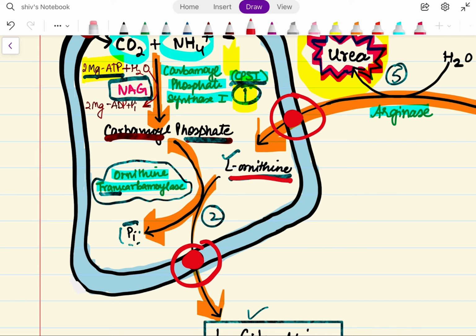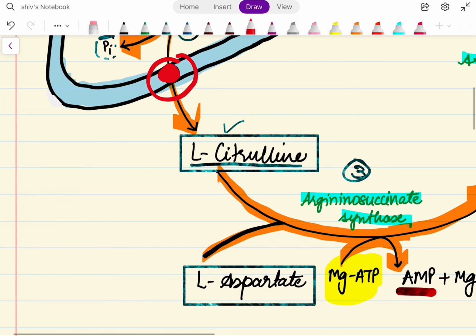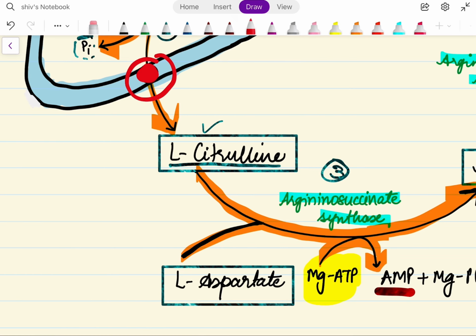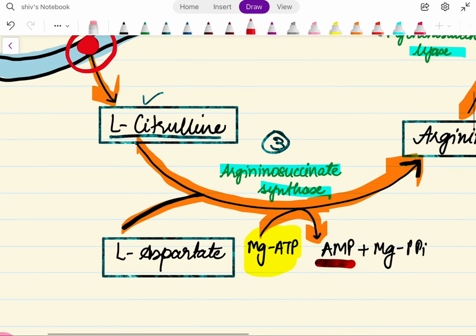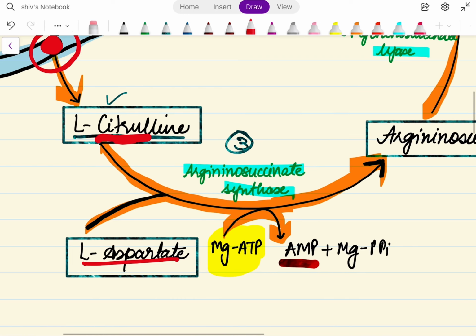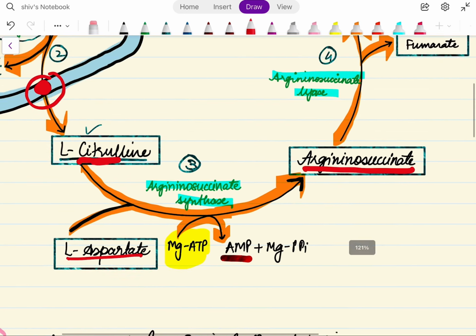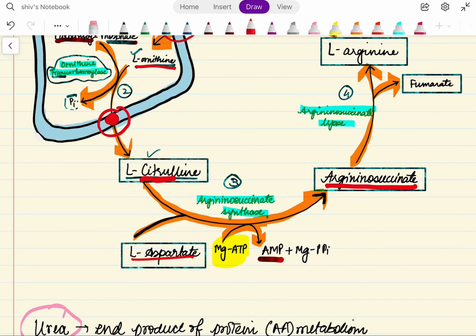Now, what happens in the cytosol? We've already done the two steps, and I told you that the urea cycle consists of 5 steps. So the next 3 steps will occur in the cytosol. In the third step, citrulline condenses with aspartate, and this results in formation of a compound that is argininosuccinate. This is catalyzed by an enzyme, argininosuccinate synthase. Since there is synthesis of argininosuccinate, hence it is called argininosuccinate synthase.